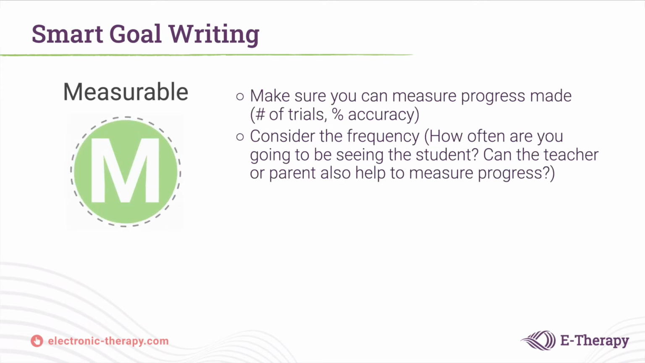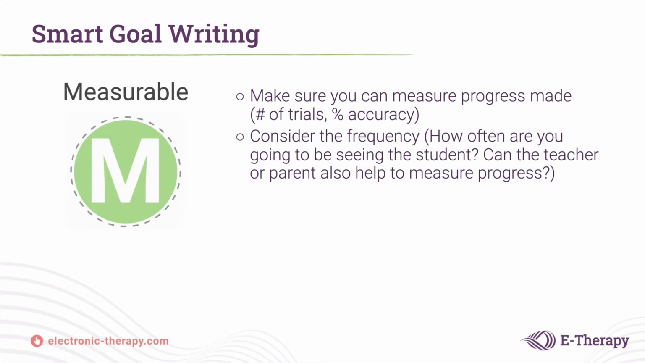Measurable. Make sure you can really measure progress on the goal. You might be talking in terms of numbers of trials, such as they need to be able to do it 3 out of 5 trials, or percent accuracy. Maybe you want them to reach 80%, 90%. And keep in mind here the frequency. So, how often are you actually going to be able to work with this student?